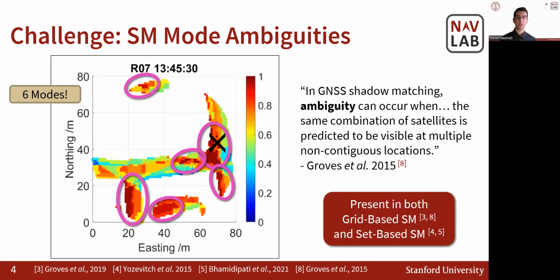And they show that shadow matching can often lead to a multimodal posterior distribution, where it's ambiguous as to which mode is the correct mode for the user position. And this is a property inherent to shadow matching. It is not an attribute of the representation. So it's present in both grid-based shadow matching and in set-based shadow matching.